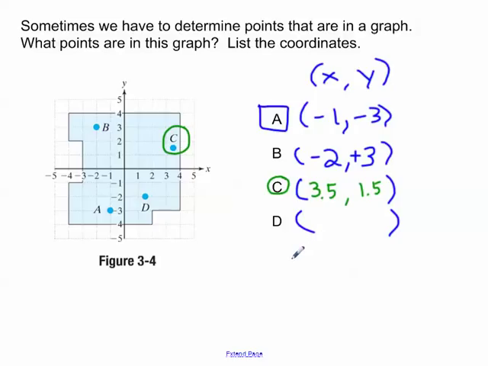You can probably do these. I'm sure you've done these already. So do D, pause the video, do D, and see what kind of coordinates you come up with, and we'll get together.